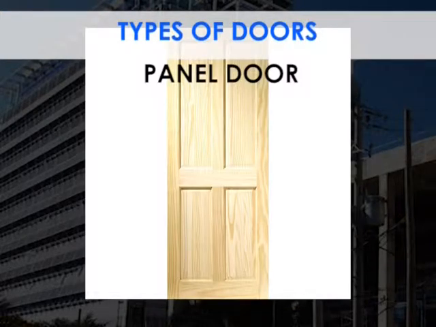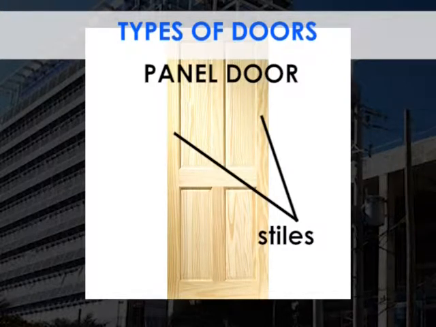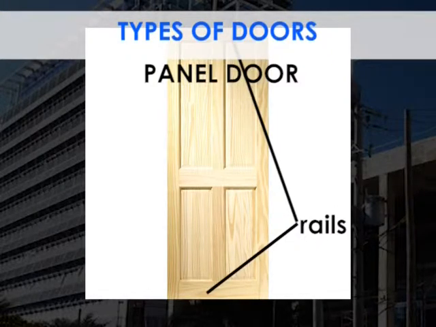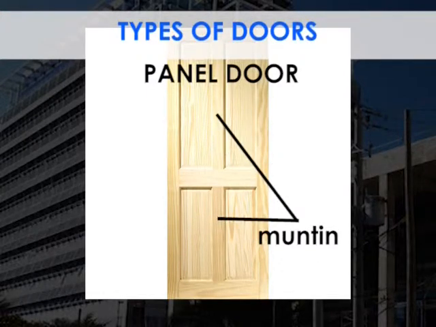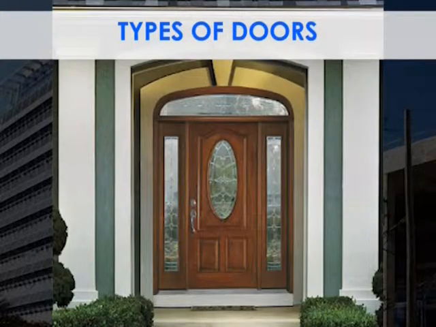Paneled doors. Paneled doors consist of vertical members called stiles and horizontal members called rails. Stiles and rails form the framework into which panels are inserted. Additional vertical members called muntins are used to divide the door into any number of panels. Panels may be solid wood, plywood, particle board, or louvered, or have glass inserts.